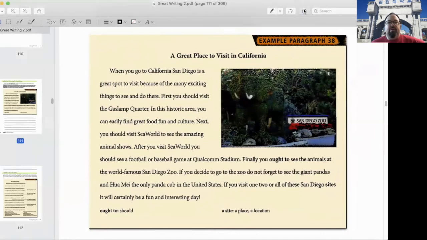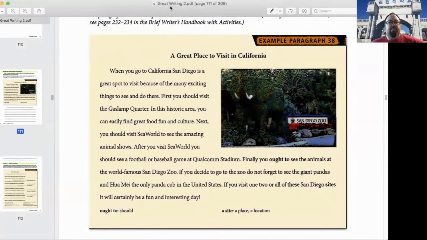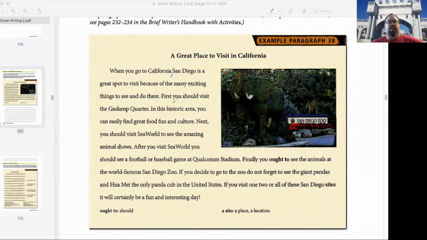Let me bring back my pen. So when you go to California, San Diego is a great spot to visit because of the many exciting things to see and do. Usually when we have these words like first, second, next, usually we put a comma after those. So there's 2 right there. Okay, and you can go ahead and find the other 9.